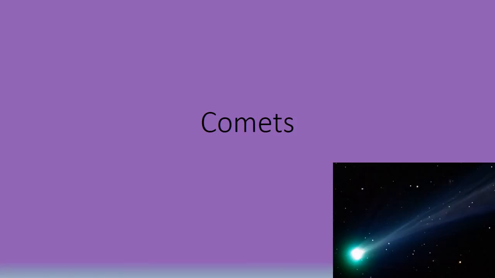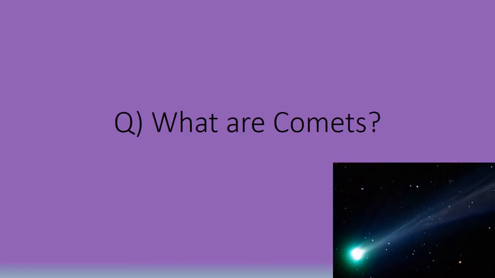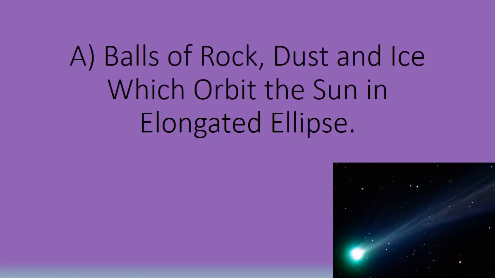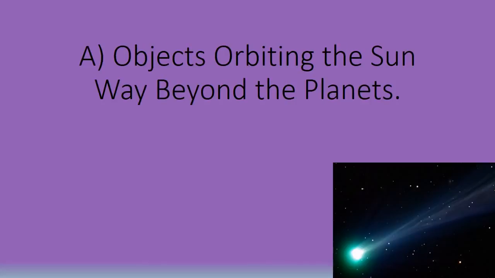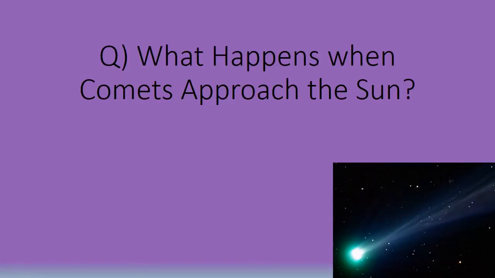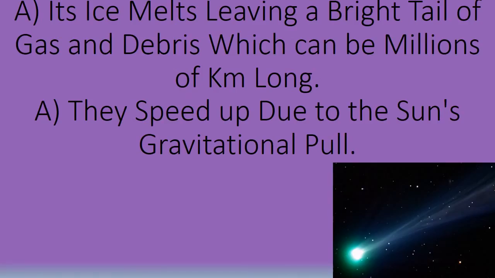Comets. What are comets? Balls of rock, dust and ice which orbit the Sun in elongated ellipses. Where do they come from? Objects orbiting the Sun way beyond the planets. What happens when comets approach the Sun? Its ice melts, leaving a bright tail of gas and debris which can be millions of kilometers long. They also speed up due to the Sun's gravitational pull.